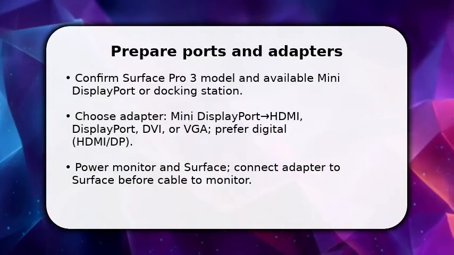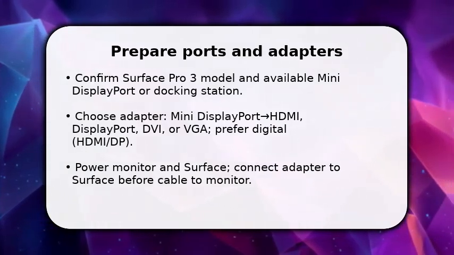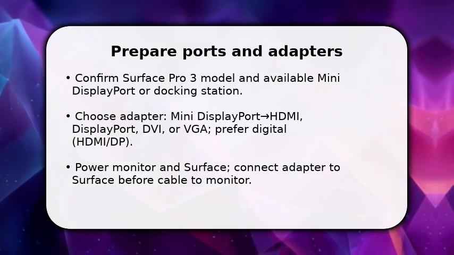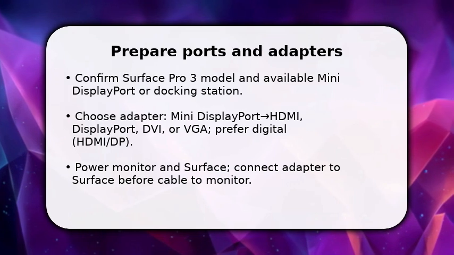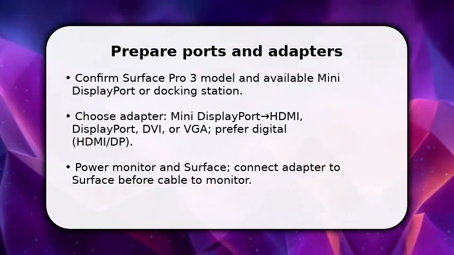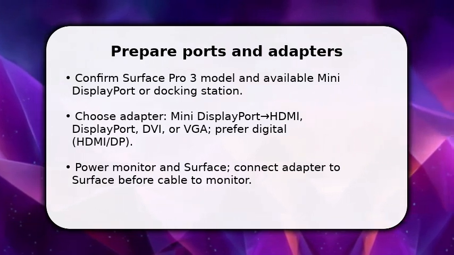You start by checking exactly which port your Surface Pro 3 has and picking the right adapter. This matters because the mini display port carries video but not always audio. Once done, plug the adapter into the Surface, then attach the monitor cable to the adapter and monitor. Make sure both devices are powered on.